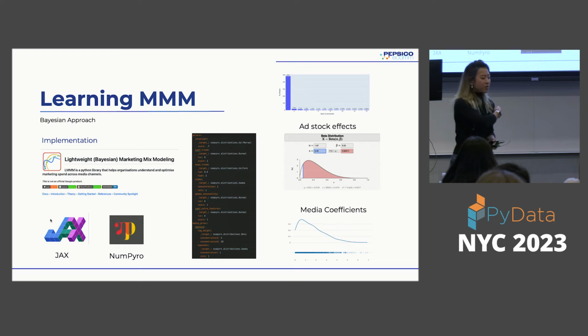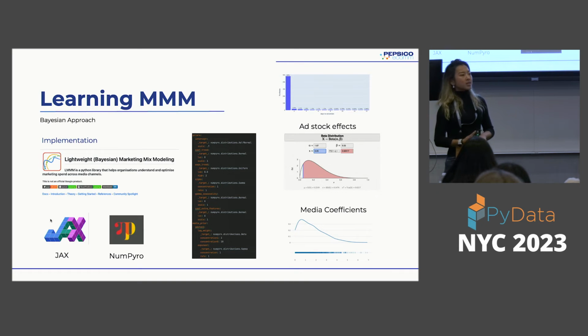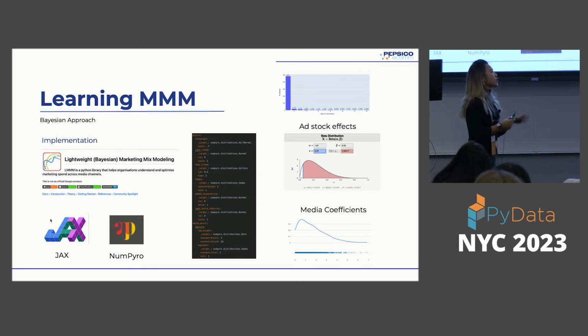So now we move on to using a Bayesian model. There's an open source package called LightweightMMM. It's basically a framework that helps you easily set up MMM analysis with Bayesian regressions. However, in our case, we use JAX and NumPy to build our custom model. And these two packages are great. They give you a faster computational implementation of MCMC sampling, so you make learning the model faster, basically.